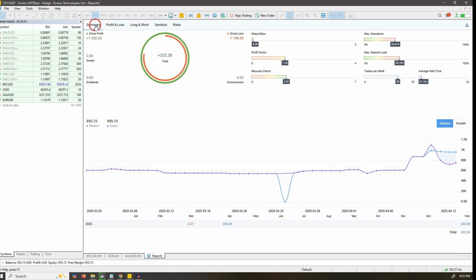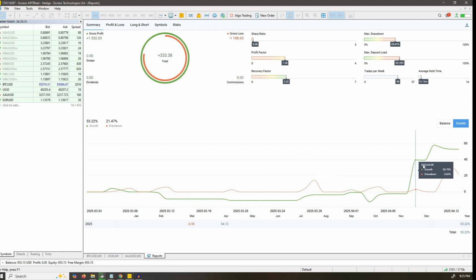In the Summary tab, you can see gross profit, gross loss, total net profit, maximum drawdown, trades per week, average holding time. Below you can also see your growth and maximum drawdown. This is your balance graph. Click on growth to view your growth and drawdown chart.